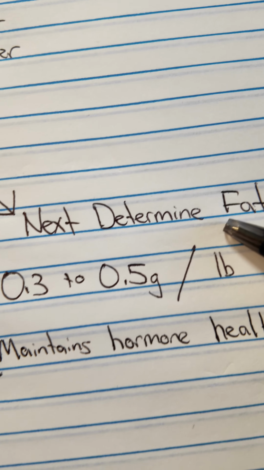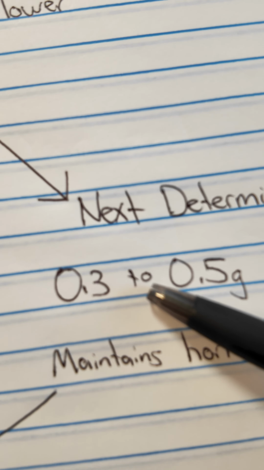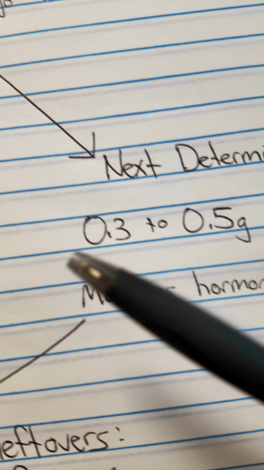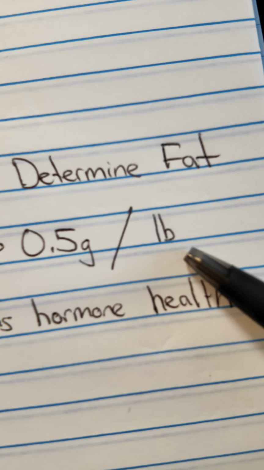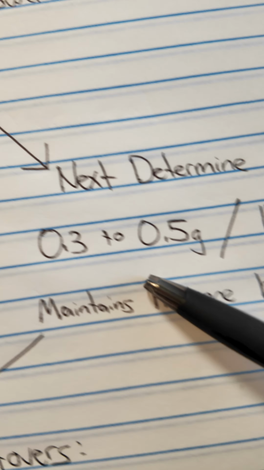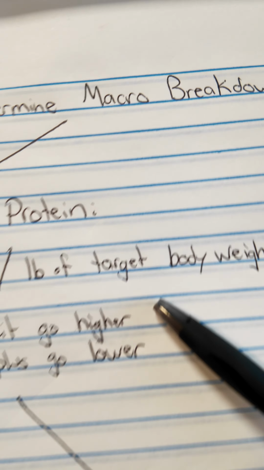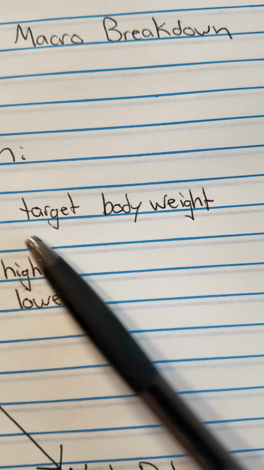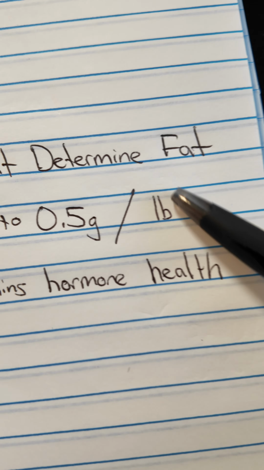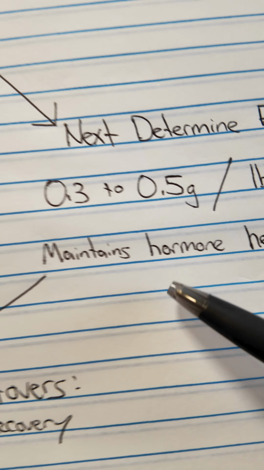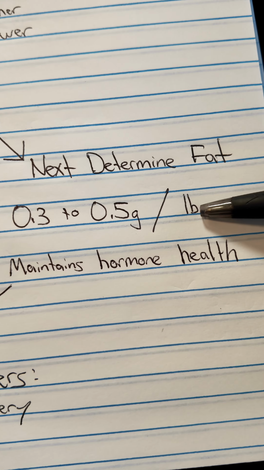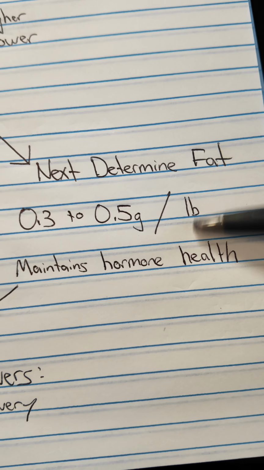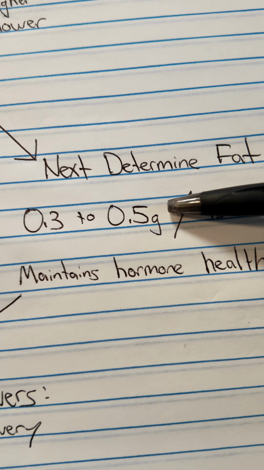Next, we are going to want to determine our fat intake. So your fat should be 0.3 to 0.5 grams of fat per pound of body weight. Now, once again, this can be target body weight if you're somebody who has an excess amount of body fat to lose, otherwise based off your current body weight. Our fat is going to maintain our hormone health and is an essential nutrient, meaning we need to consume it for optimal health along with protein.